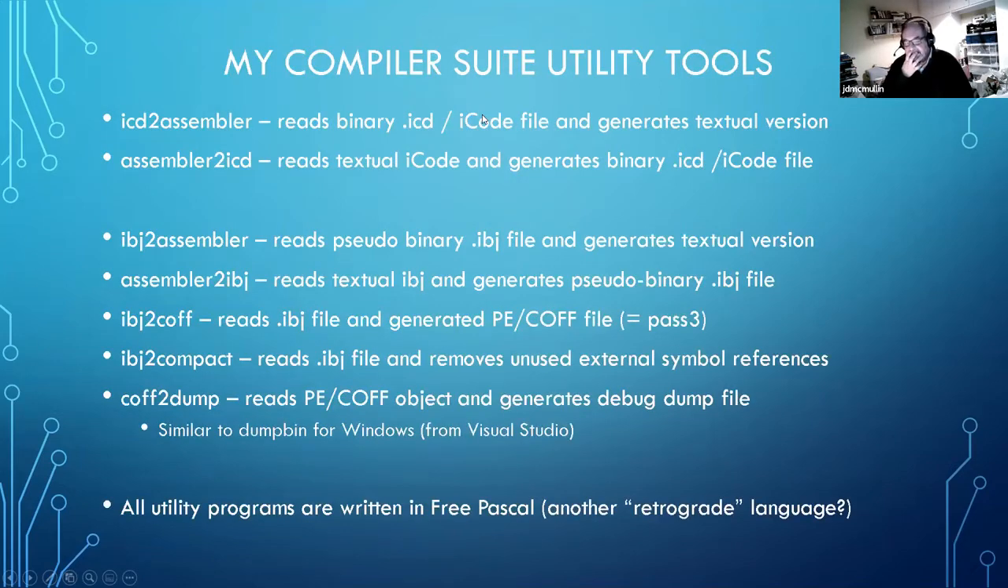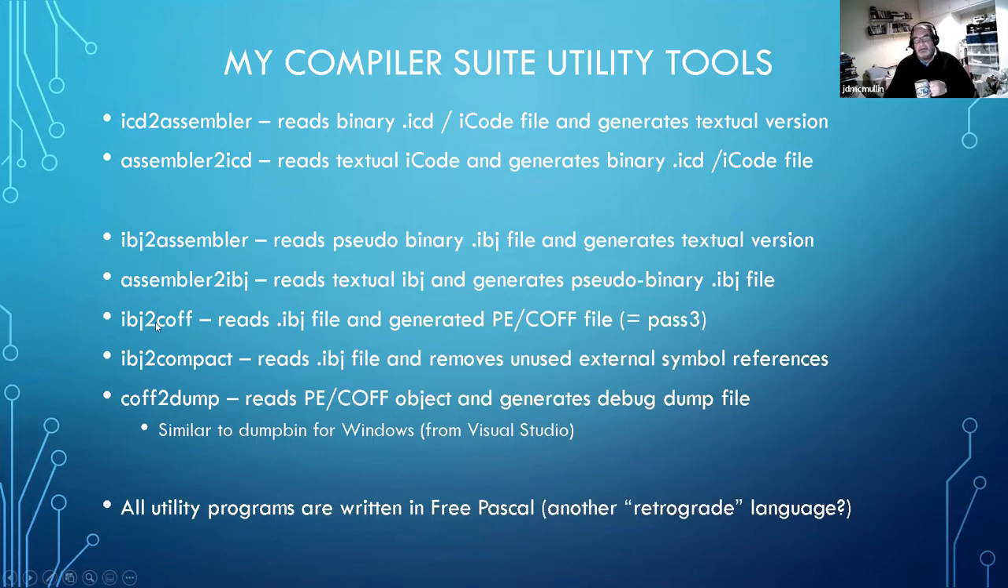These are the various utilities I've written. ICD to assembler basically takes the binary format, because ICD is in binary format, and generates a textual version. So of course you can then look at what the compiler Pass1 generated and see if there are any mistakes occurring. I can also reverse that from the text version and generate the ICD. So these two are part of the utilities that I've done. You've also got the IBJ to assembler text. It reads the pseudo binary IBJ file, generates a textual version, and reverses it from text version to IBJ, so that if there's any mistake in the binary IBJ that you find, you can run this, look at the text and see this is where the problem is.